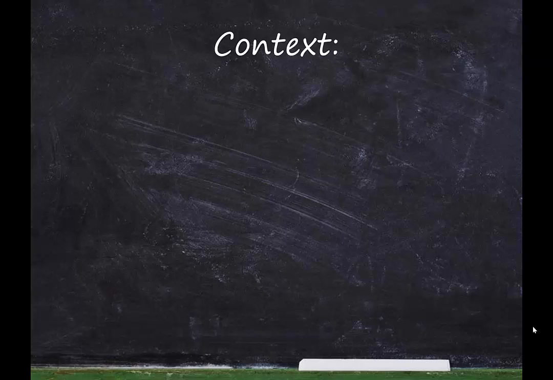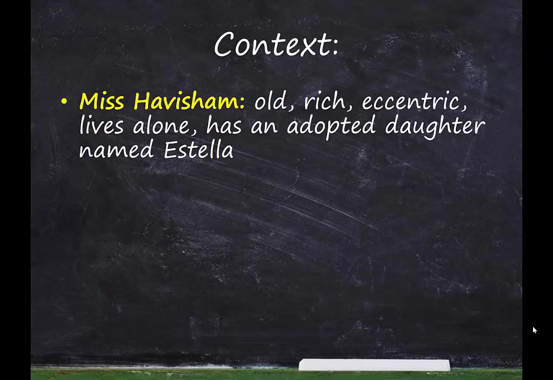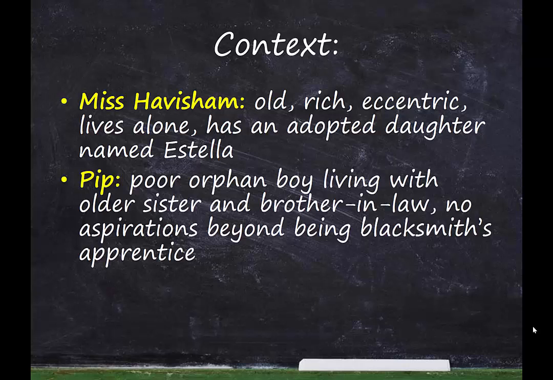Before we look at the excerpt with the wedding cake, let's put it into context. If you aren't familiar with this novel, it's set in England in the 1800s. Miss Havisham is an older lady who has never been married. She's rich and extremely eccentric. She lives by herself except for a young girl she adopted, Estella, and she acts very strangely.